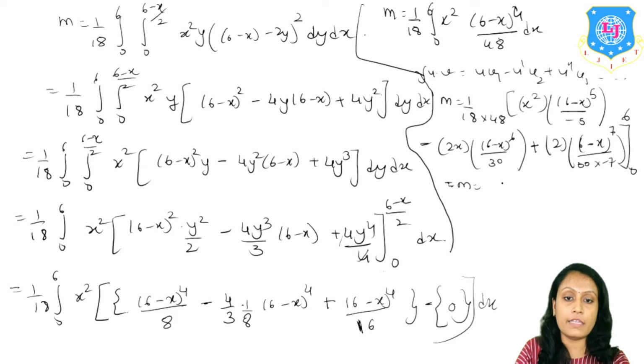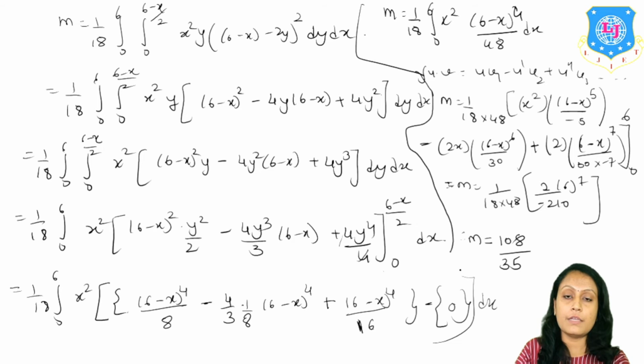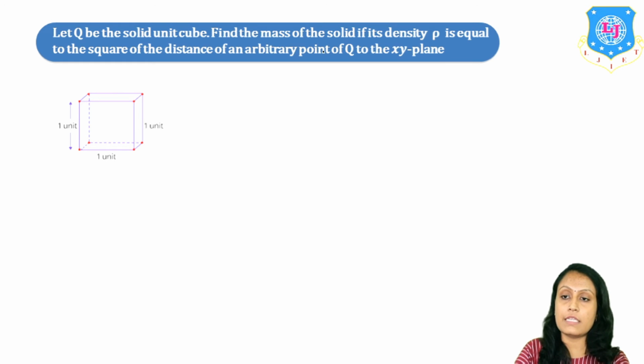So what we have is m is equal to 1 upon 18 into 48, and from here we will get this 2 upon minus 210, substitute 0 over here, so we have 6 raised to 7. Simplify this, so you will get the answer of m as 108 upon 35, right? Now let's move to the next example.